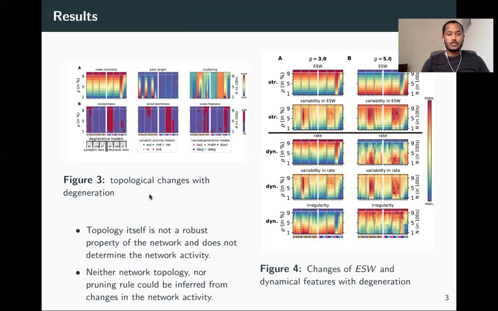Figure 3 shows the topological change with degeneration. And as we see, topology is not quite robust, especially in synaptic pruning strategies. We did similar analysis for structural as well as dynamical descriptors for networks. And we notice here a striking resemblance between effective synaptic weight and rate as well as irregularity. Also, the variability in effective synaptic weight is reflected in the variability in the rate here.